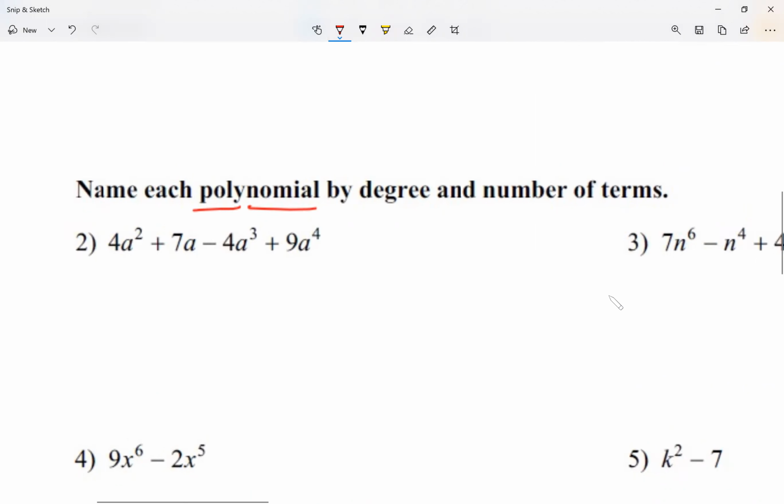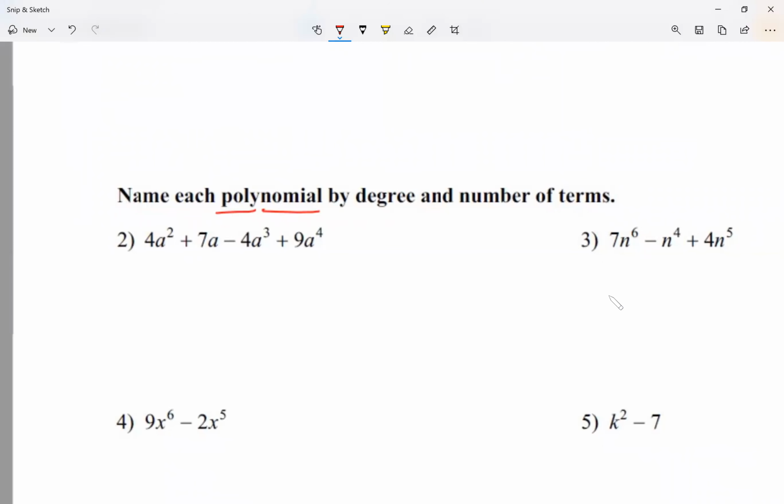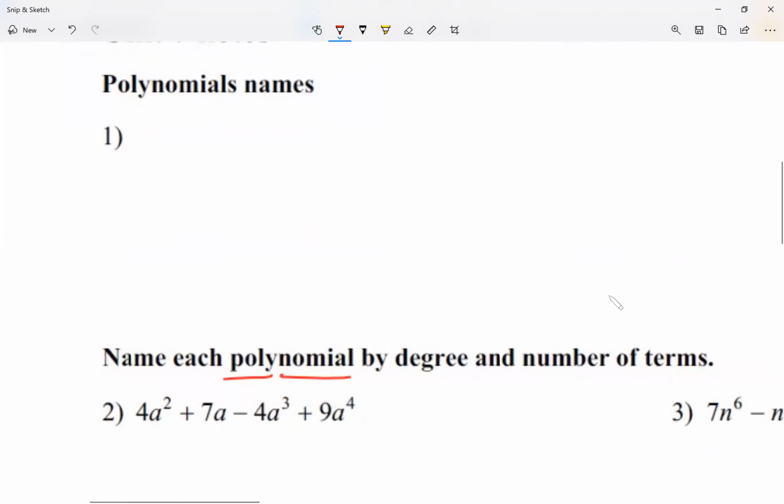Now, our polynomials are going to have names depending on the degrees and depending on the number of terms. When we go by degree, we go by the biggest degree there is. Now, I'm not going to give them in any order. I kind of want you guys to look at the term and look for the highest exponent. Like I said, it's based on the highest exponent. If the highest exponent happens to be 0, the polynomial is going to be called constant.